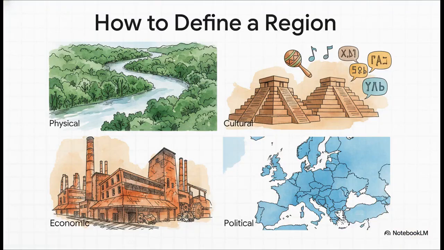So how do they do it? How do geographers draw these lines? Well, they look for common threads. A region might be defined by something physical, like the specific climate and landforms of the Amazon basin. Or it could be cultural, like the shared languages that help define what we call Latin America. It could even be economic. Think of the shared industrial history of the U.S. Rust Belt. Or, of course, it could be political, like the member countries of the European Union.